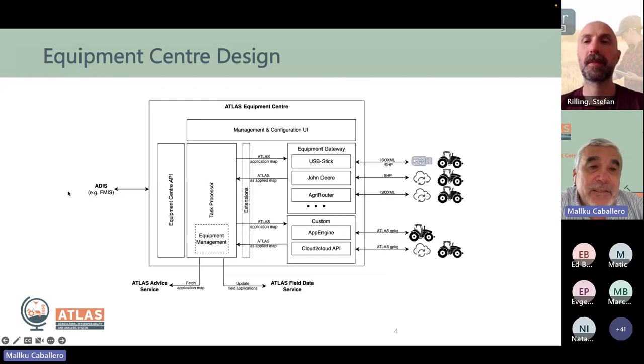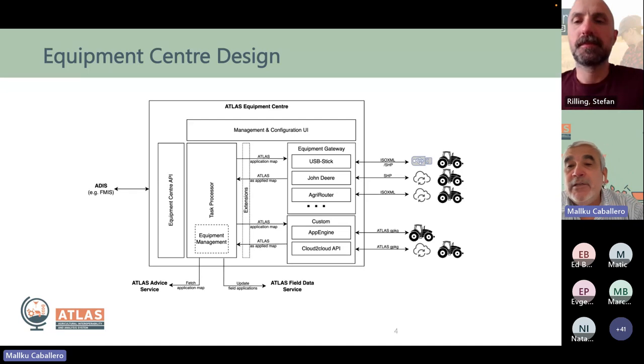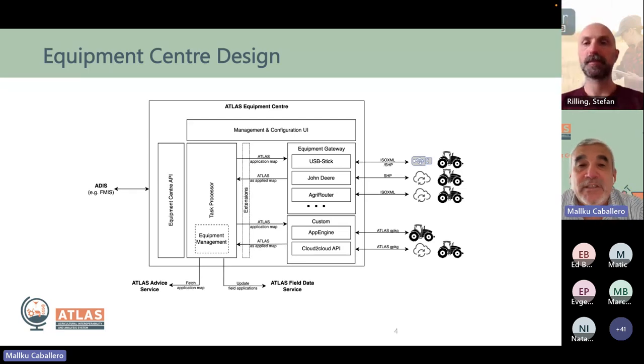Then we have the API part. So this is the API for what we call an Atlas-enabled digital information system. You can think of an FMIS being an example of an ADIS. So such a system would provide the visible front end through which the end user would prepare and plan his tasks, and eventually send them through this API to their equipment for execution.